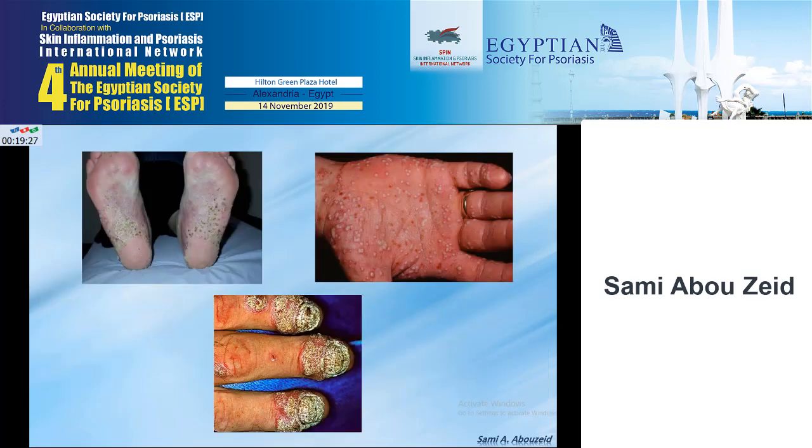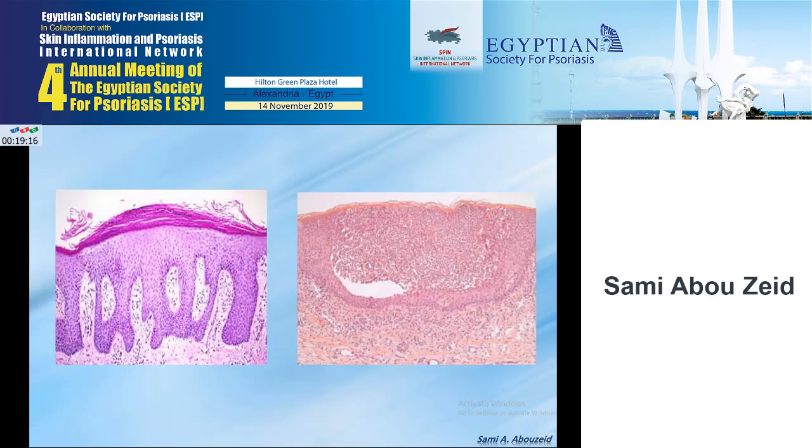Here is the localized pustular psoriasis, the palmoplantar pustulosis, and the acrodermatitis continua of Hallopeau. This is the pathological picture of psoriasis. On the left side, the plaque psoriasis, psoriasis vulgaris, with irregular acanthosis, and on the right side, the pustular psoriasis with spongiform pustules.